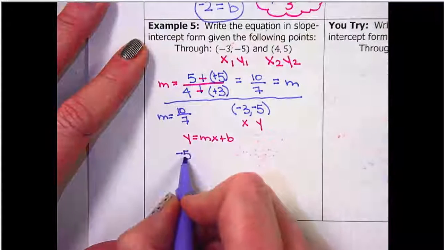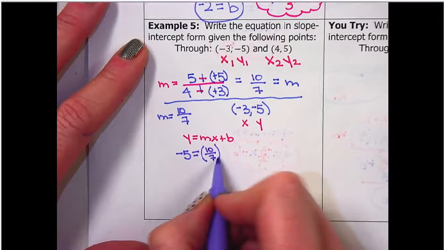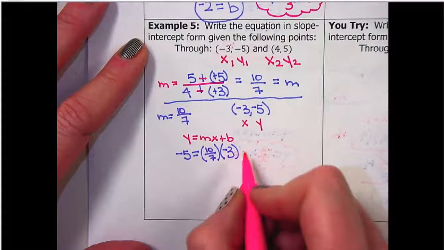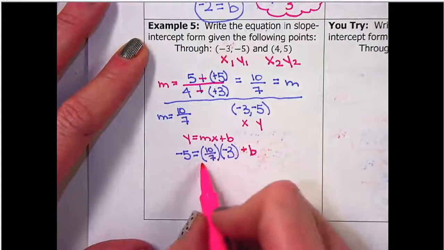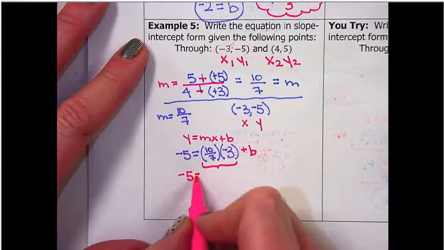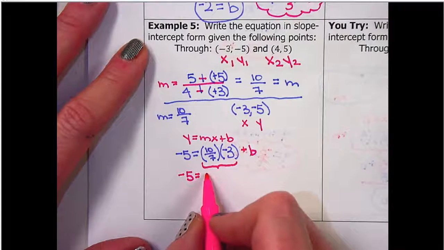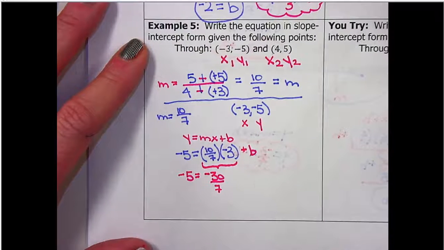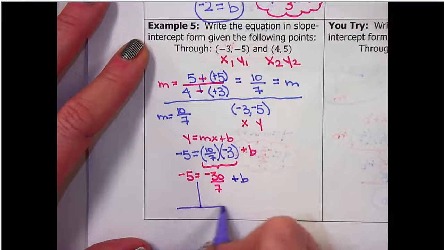So y is negative 5, m is 10 sevenths, x from the ordered pair is negative 3, and that makes my only unknown b. Okay. Now I'm going to multiply m and x. So I'm following the steps on the front of this paper. This may take some calculator work. I get negative 30 over 7. And I'm still looking for b. Some of you may need to draw your wall and your floor.